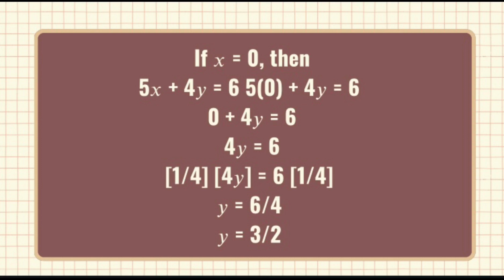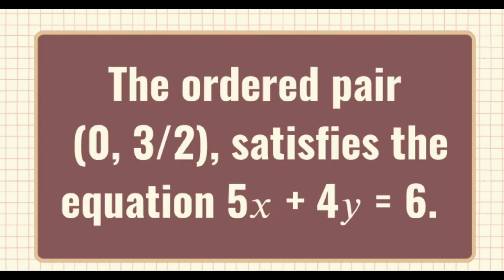The next step, we can use the multiplicative inverse property or multiplication property of equality to multiply both sides by 1/4. By simplifying, y = 6/4 is our new equation. Simplifying further, we now have y = 3/2. The ordered pair (0, 3/2) satisfies the equation 5x + 4y = 6.